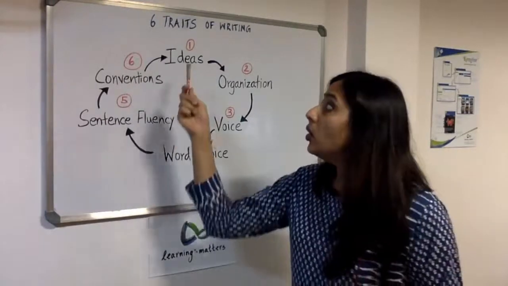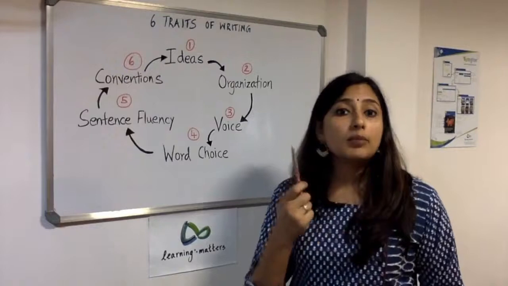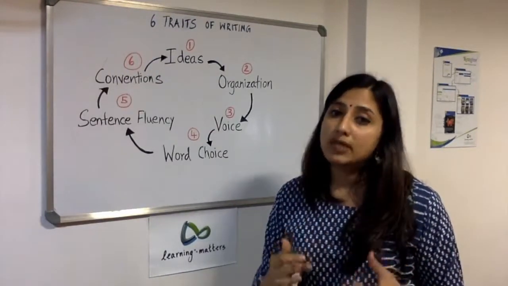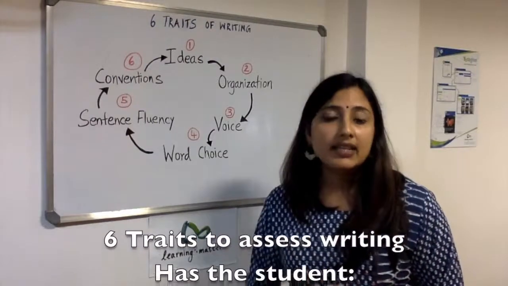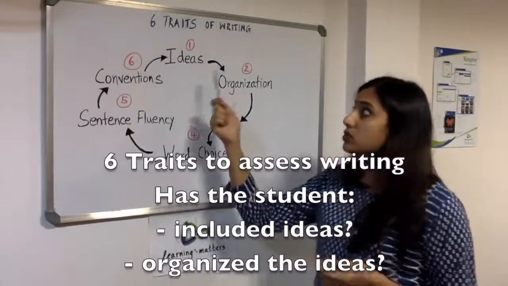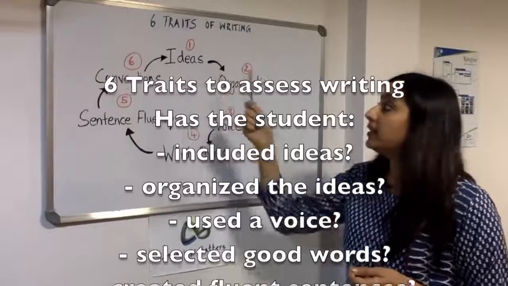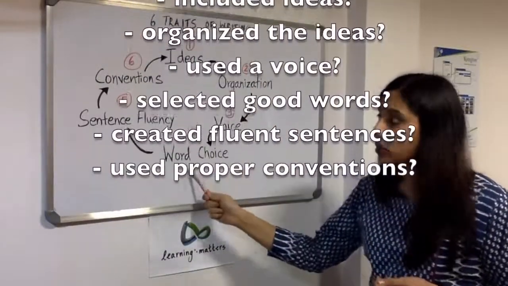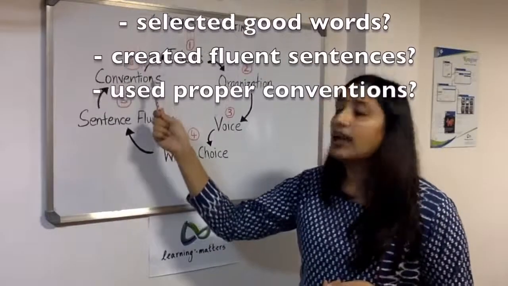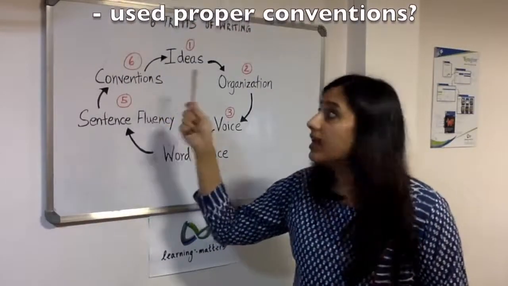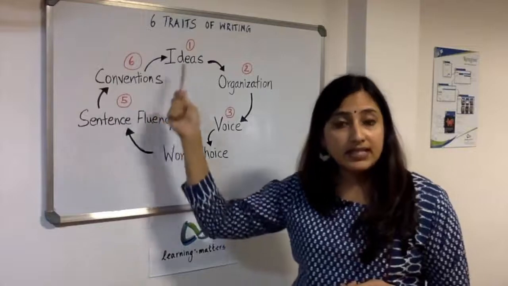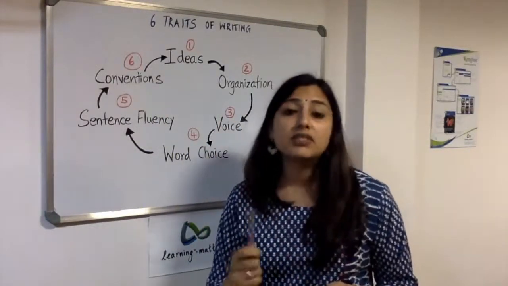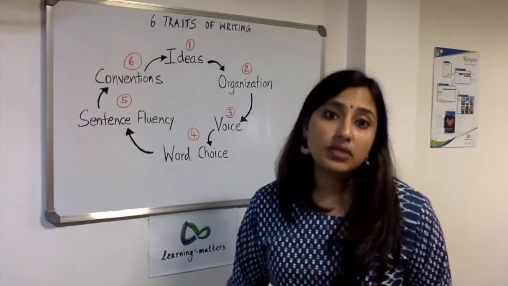And what's more, knowing these 6 traits of writing will also help you as teachers know how to assess or grade your students' piece of writing. For every piece of writing that you receive, check whether your students have ideas, whether their ideas are organized, what is the voice they have used, what's the word choice, what's the sentence fluency, and have they paid attention to conventions. If you grade them on the basis of these 6 traits of writing or the 6 qualities of writing, its assessment is going to become a much easier task for you as well.